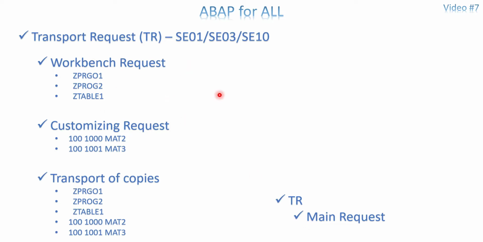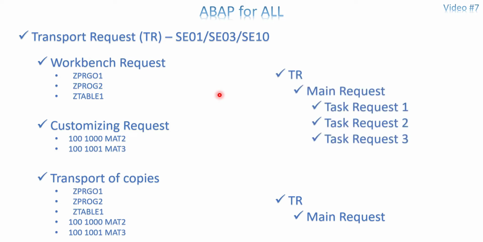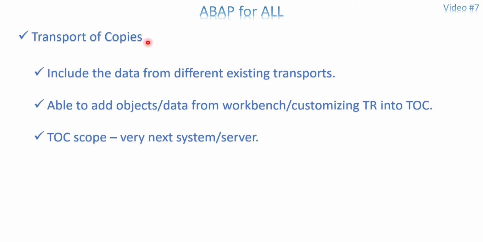So I hope you are clear about workbench, customizing and transport of copies. Workbench and customizing have a main request as well as tasks. About transport of copies, just keep everything in mind. I'll show you in the system so you can relate the same thing with the system. Transport of copies is like including the data from different existing transports. I'll read these three points and give some scenarios, then it's very easy to understand.